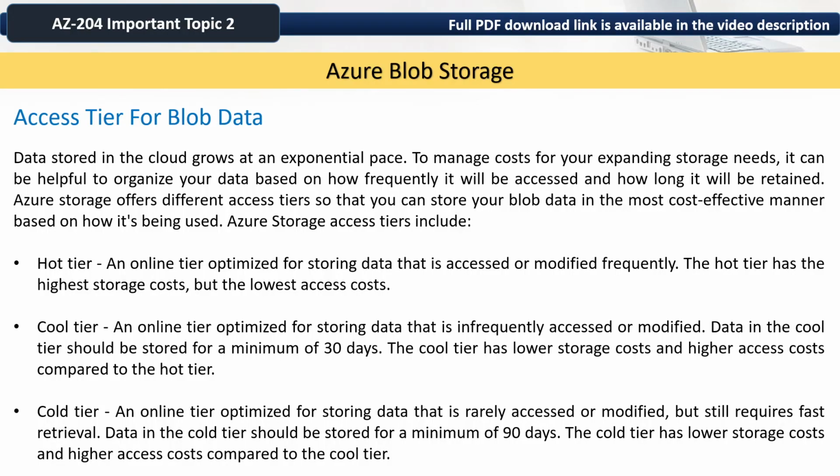Then we have the cool tier, an online tier optimized for storing data that is infrequently accessed or modified. Data in the cool tier should be stored for a minimum of 30 days. The cool tier has lower storage costs and higher access costs compared to the hot tier. Then we have the cold tier, an online tier optimized for storing data that is rarely accessed or modified, but still requires fast retrieval. Data in the cold tier should be stored for a minimum of 90 days. The cold tier has lower storage costs and higher access costs compared to the cool tier.